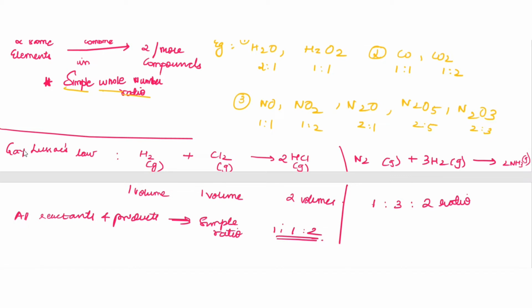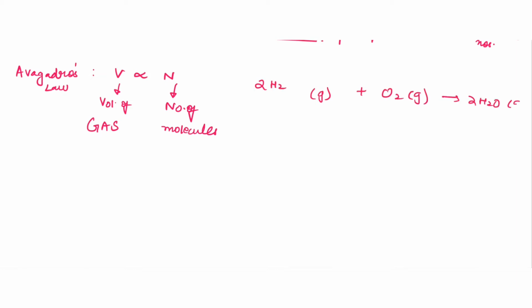Next we move on to the next law, which is Avogadro's law. Avogadro's law is simple. It just means equal volumes of gases contain equal number of molecules at standard temperature and pressure. So the volume of the gas is directly proportional to the number of molecules. Equal volumes of gases contain equal number of molecules at standard temperature and pressure, that is STP.